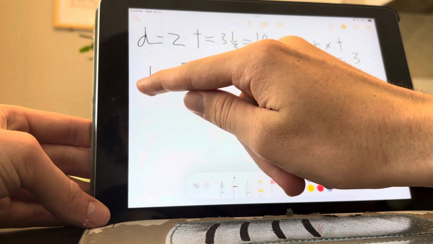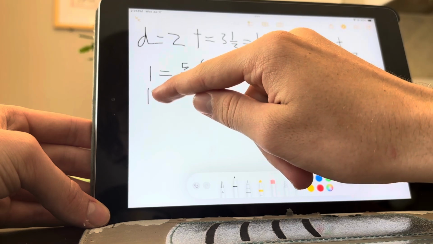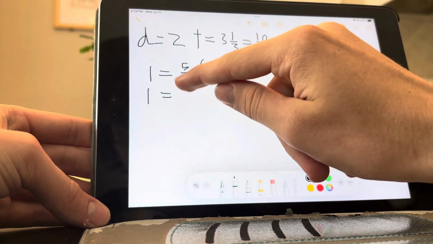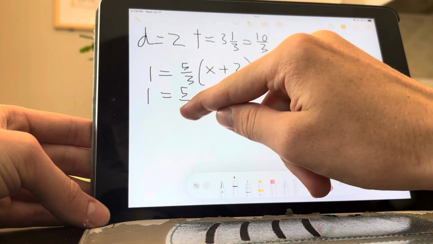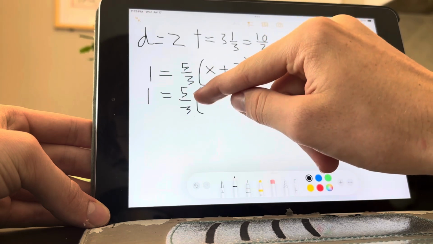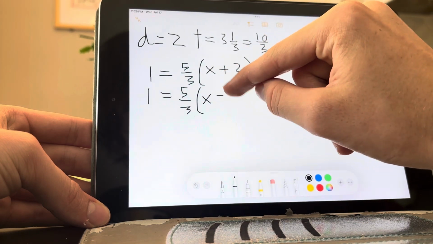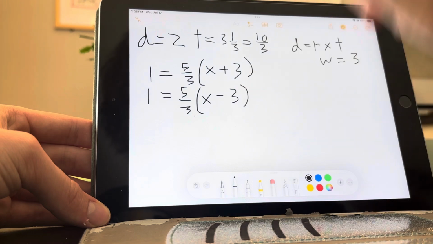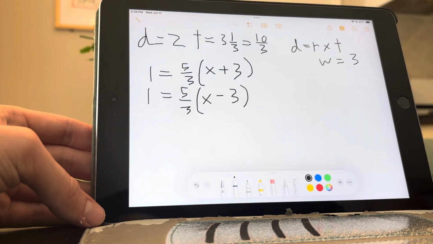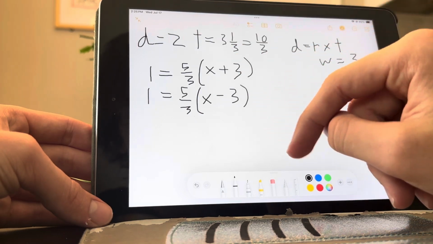And then when you're going back upstream, you're going to have a similar thing. You're traveling 1 mile upstream. It's going to take you 5/3 hours, but this time it's going to slow you down. So you're going to write -3 in here. And then basically all you have to do is isolate x. And actually either of these equations will give you the right answer. I'm just going to give you the bottom one here because I have more space to work with.